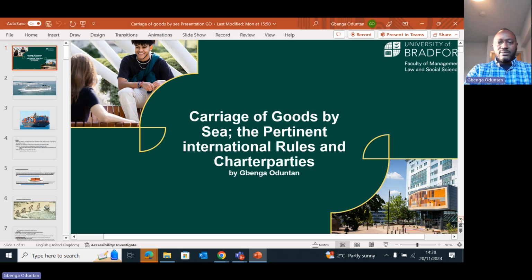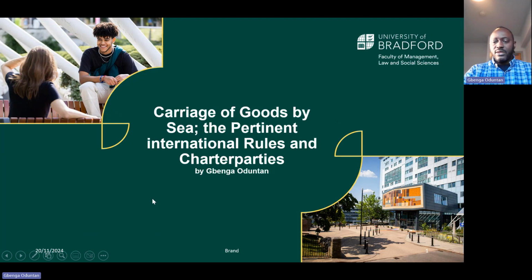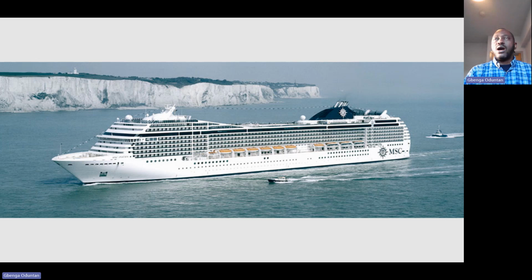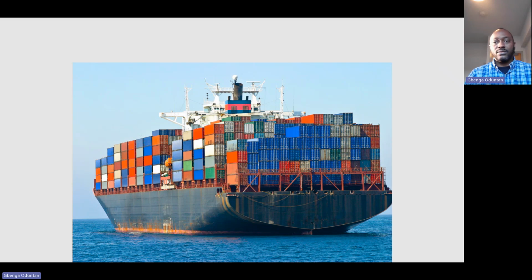Carriage of goods by sea is one of the central topics in international commercial law, especially in the area of international sales of goods, or, as others will say, international business transactions. The reason it is central is that the typical international business transaction contract will address the issue of transportation of the goods.